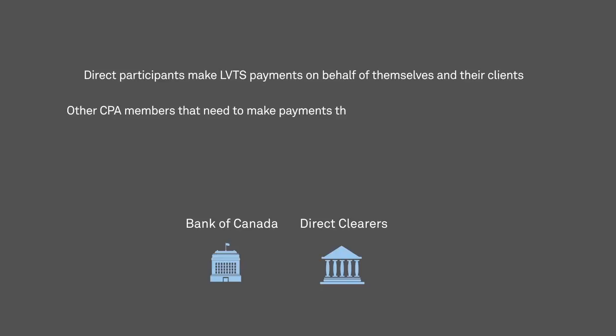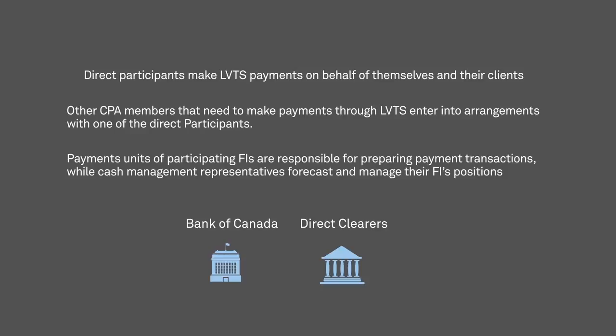Other CPA members that need to make payments through LVTS enter into arrangements with one of the direct participants. Participants are responsible for pledging required collateral to the Bank of Canada and confirming how it is to be allocated and managed. Payments units of participating FIs are responsible for preparing payment transactions, while cash management representatives forecast and manage their FIs' positions during the day, ensuring that sufficient collateral exists to meet that day's payment needs. Participants also contribute to the various CPA advisory committees used to capture feedback on the operation of LVTS.